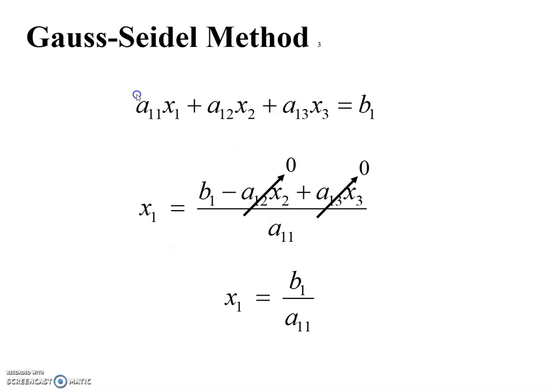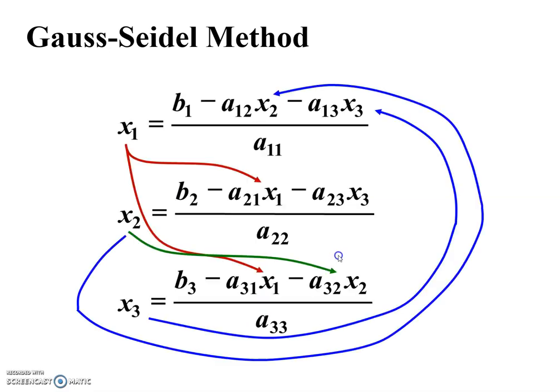So in the Gauss-Seidel method, we have, for example, the first equation for x1. In the first trial, if we want to find x1, then we assume that x2 and x3 are equal to 0. So we get b1 over a11. So x1 is equal to b1 over a11.